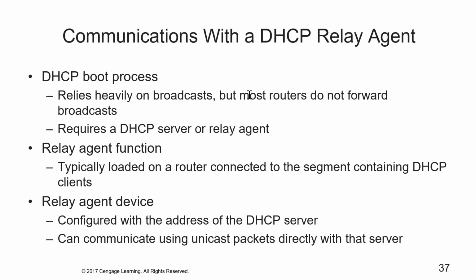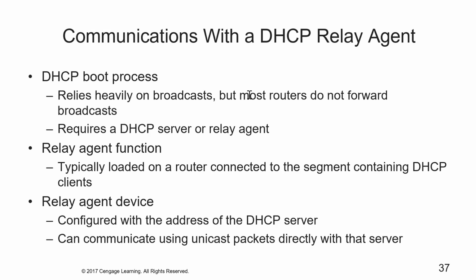Communications with a DHCP relay agent. The DHCP boot process relies heavily on broadcasts, but most routers do not forward broadcasts. The process also requires a DHCP server or relay agent. The function of a relay agent is typically loaded on a router connected to the segment containing DHCP clients. A relay agent device can be configured with the address of the DHCP server and can communicate using unicast packets directly with that server.